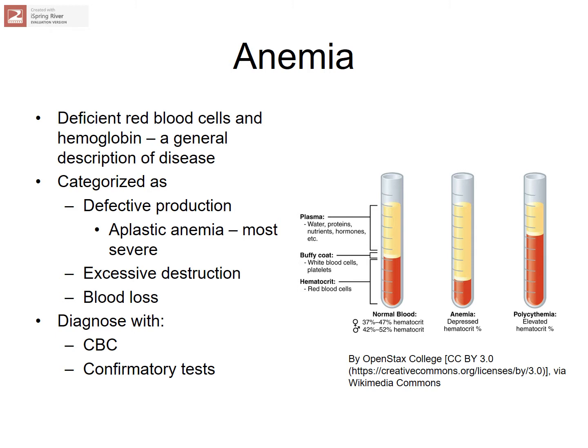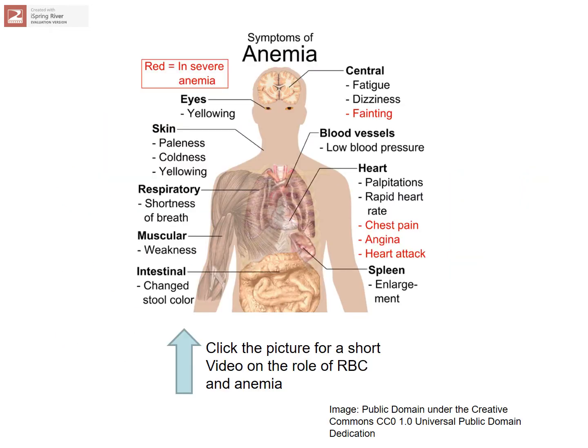Most anemias are diagnosed with the CBC, complete blood count, and then followed up with confirmatory tests, since the CBC is a screening test and often will provide a start but not complete information regarding the diagnosis. Symptoms of anemia are depicted on this slide. Those that are highlighted in red are present when anemia is severe.